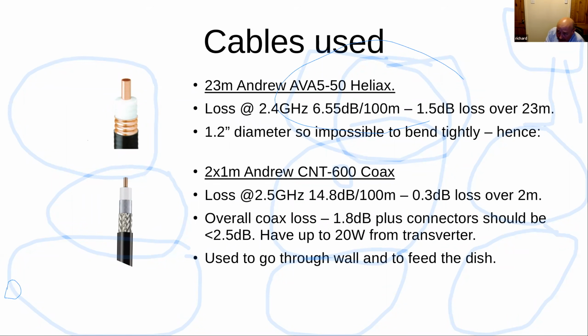So the Heliax itself, I reckon it's probably got a loss of about 1.5 dB across 23 meters. It is, as I say, quite big. It's about 1.2 inches in diameter, so you really can't bend it. So I went for Andrew CNT 600 coax, which is a lot easier to bend. And because I'm only using a fairly short amount of runs, the whole link loss isn't as bad as it could potentially have been. So I'm reasonably happy with the results that I've got on that one.